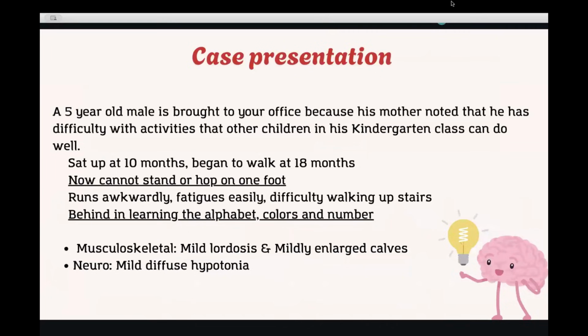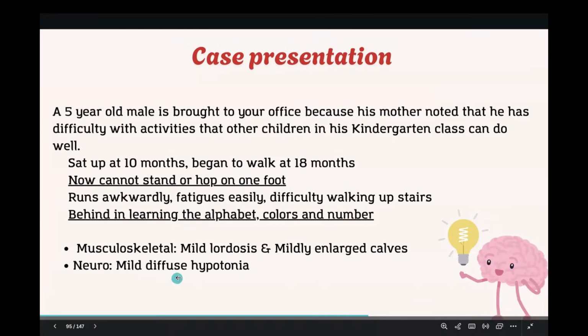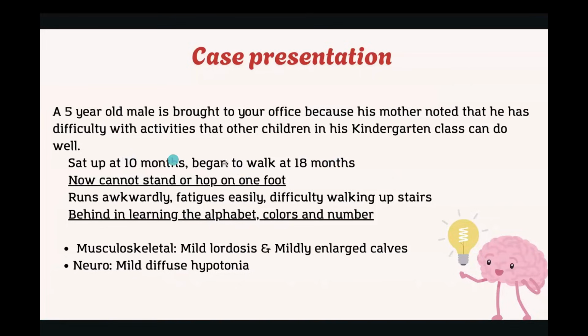Okay, and this is our checkpoint. Let's get a case. So this case is from your doctor's slide. A 5-year-old male is brought to your office because his mother noted that he has difficulty with activities that other children in his kindergarten class can do well. He sat up at 10 months and began to walk at 18 months. So these are late signs. Usually babies sit at 6 months maybe and they walk at 12. So this is considered late.